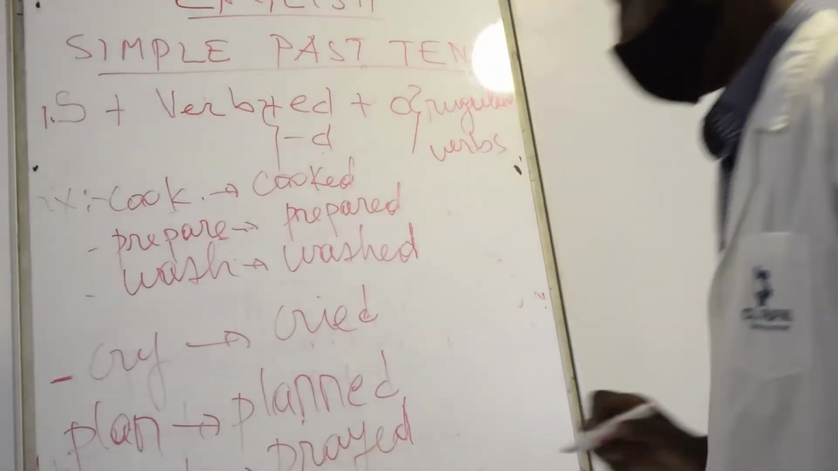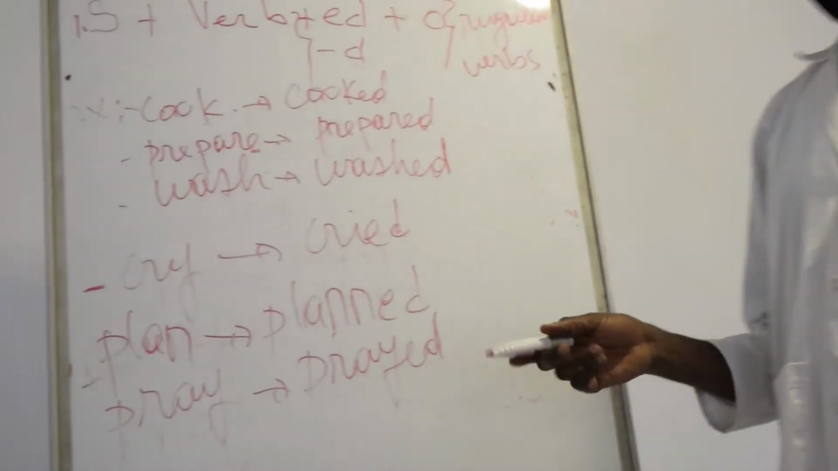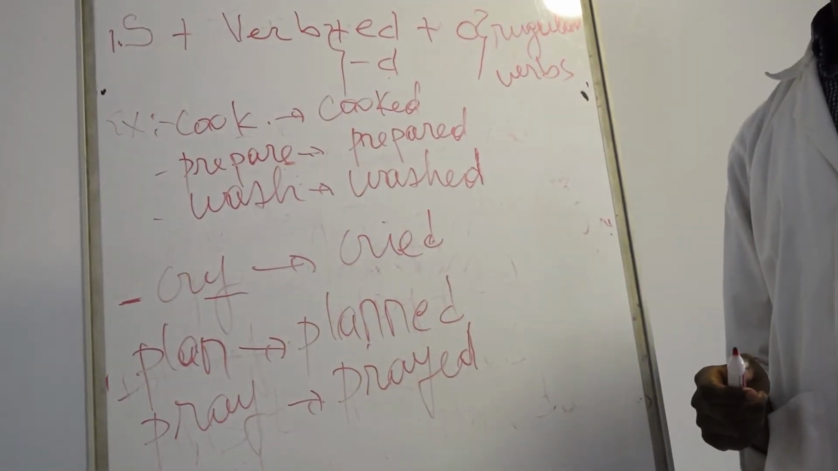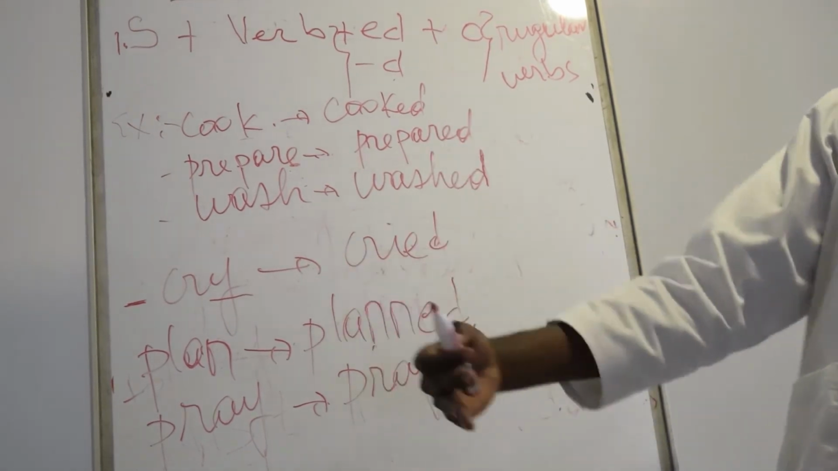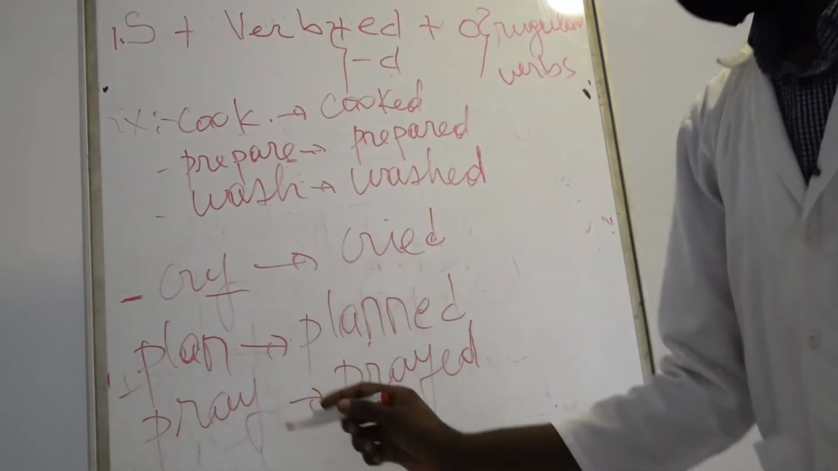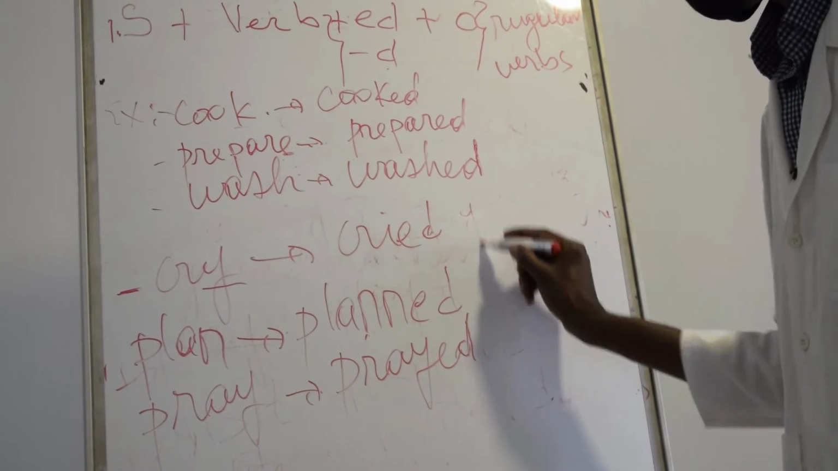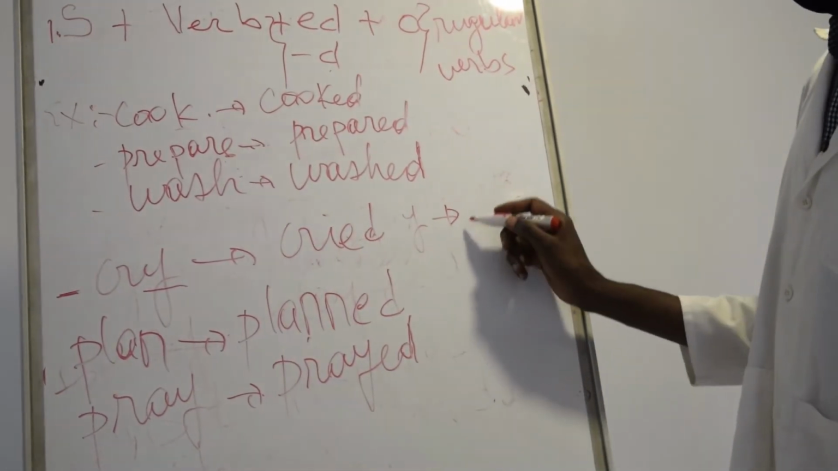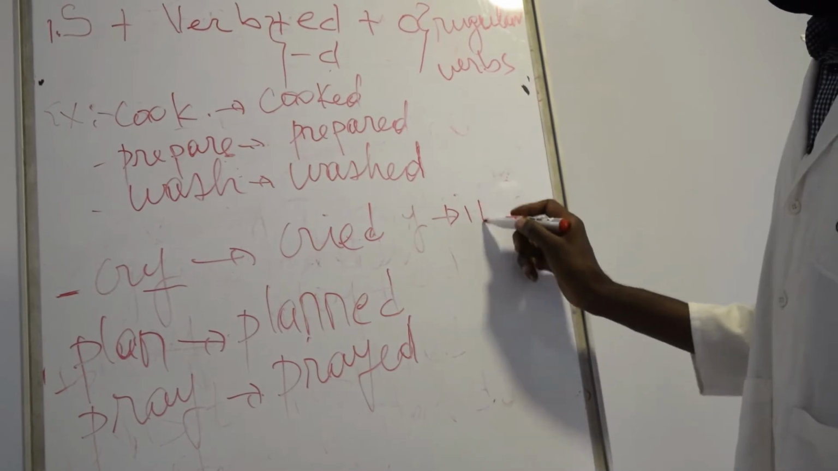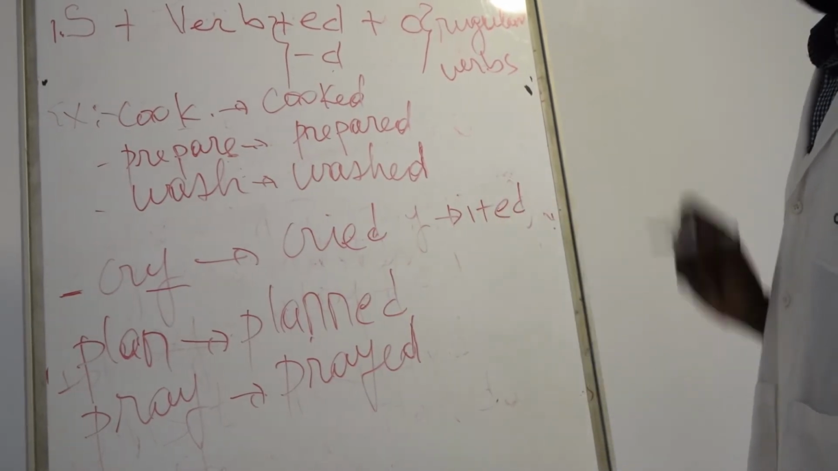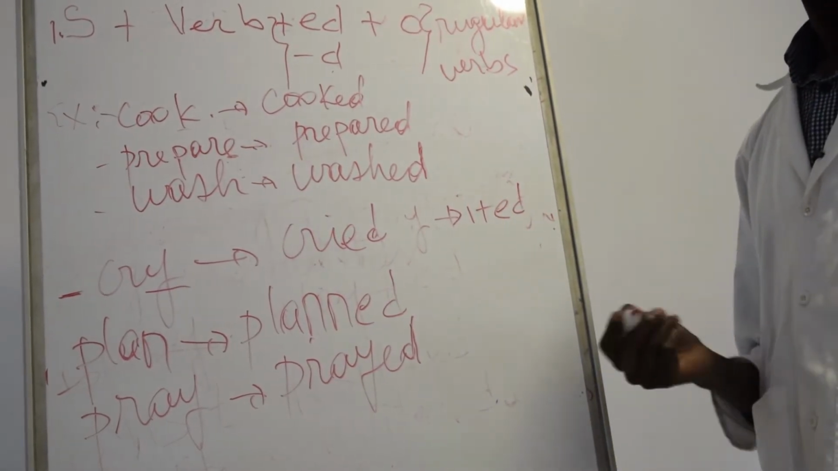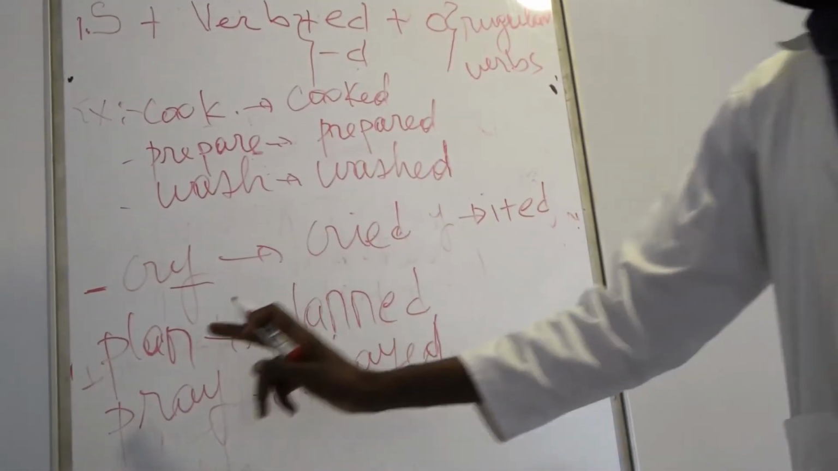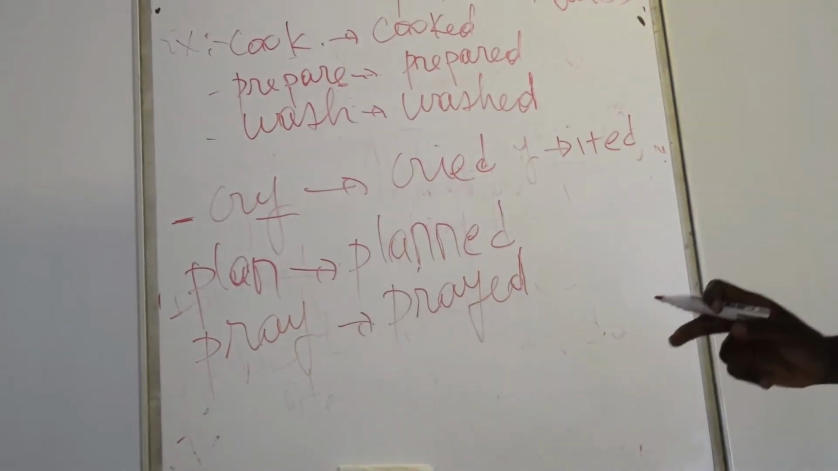It becomes prayed. It means if a verb ends by Y, we transform this Y into I and add ED, isn't it? When a verb ends by, here we have pray.